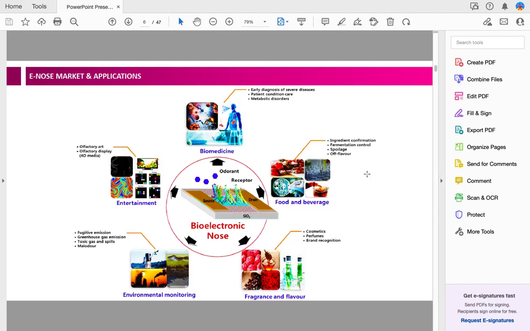So if we can have machines that can be trained to take care of the quality, to learn on the quality control of food products, then at least we can have more than one or two persons who have the expertise. So this is something that can be explored. Same goes for fragrance, perfumes, and flavor.